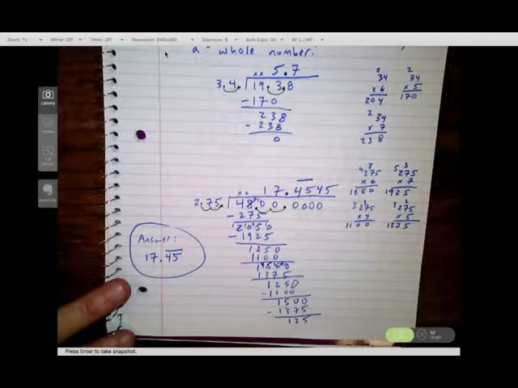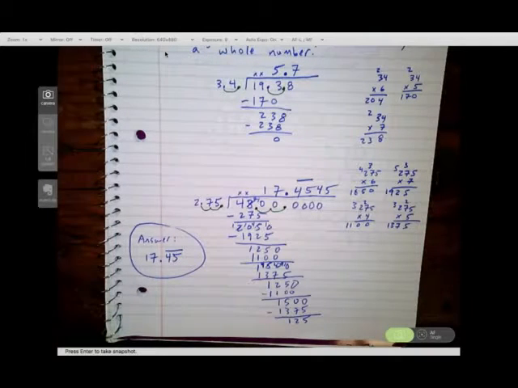Okay, that was a lot of work for one problem. Eventually you get older, you get to use a calculator, and you never have to do this again, except if you become a math teacher.